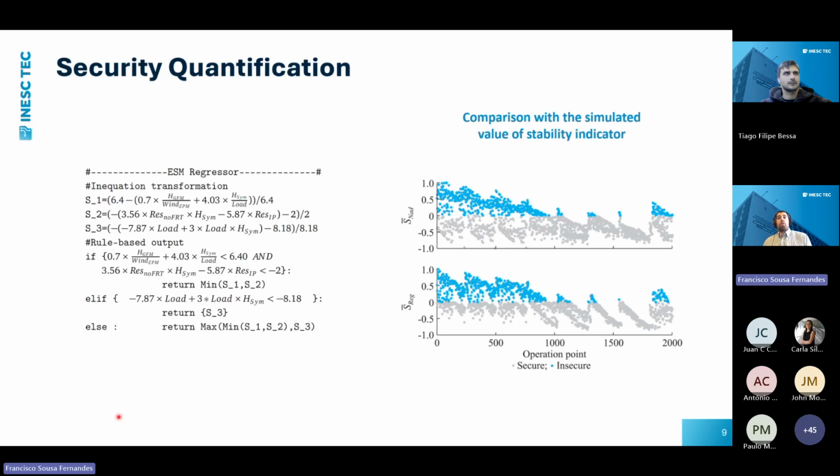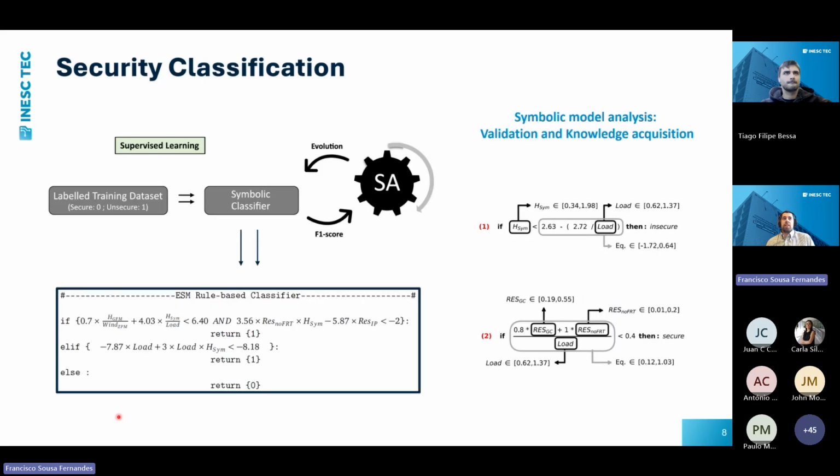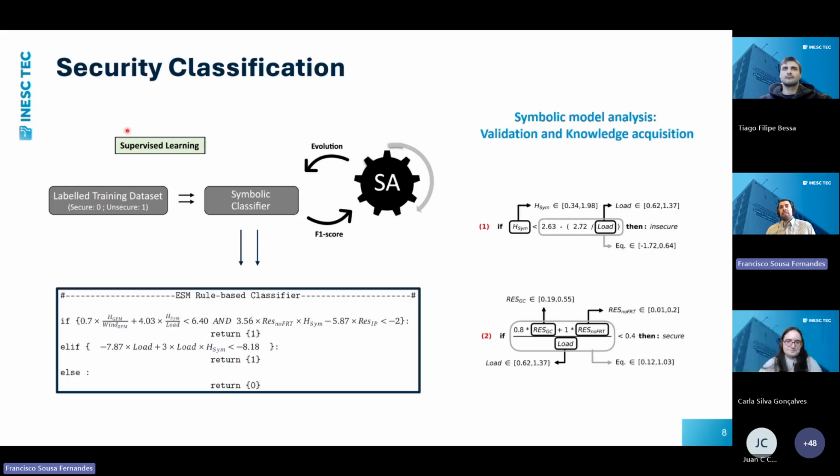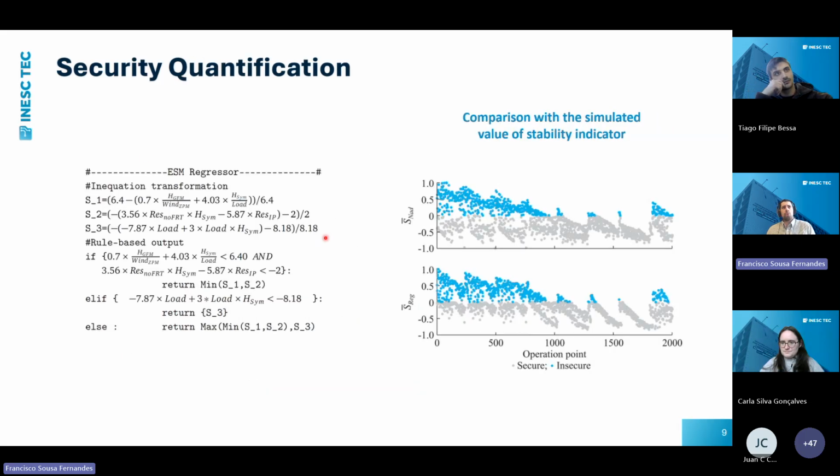Okay, sorry. In the same manner, exactly the same thing can be done for security quantification instead of security classification. In this case, instead of having a labeled training data set, we would have a training data set with the stability score instead of whether the system is secure or insecure. And we would train here, instead of using the F1 score, with a regression metric, okay? And then I could reach something similar for a regression.